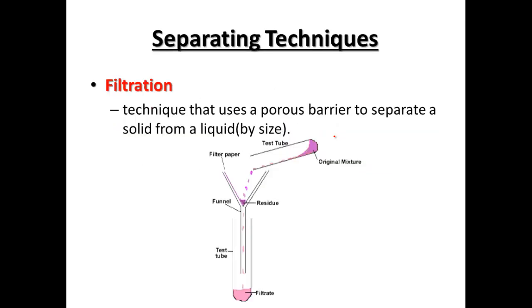Some of those techniques that we've done already this year or will continue to do this year, the first one, is filtering. Filtering is a technique that uses a porous barrier to separate solids from liquids by size. We've got our filter paper, and that filter paper allows the liquid to move through to the bottom, and it keeps our residue, our solid material, left behind. So it separates by size. The much smaller liquid is able to pass through, and the solid is left behind. So our first technique is separation by filtration.